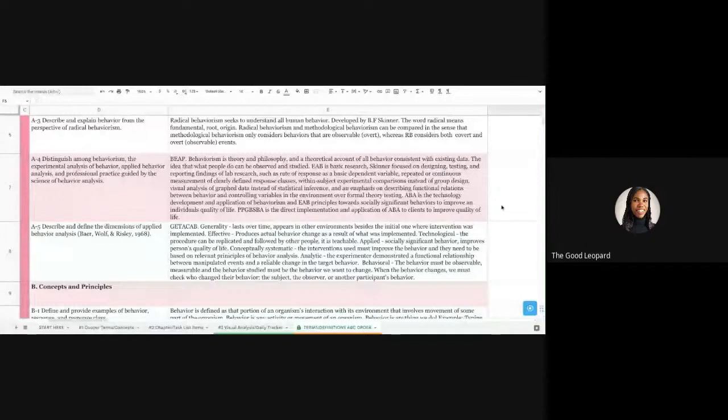A4, distinguish among behaviorism, the experimental analysis of behavior, applied behavior analysis, and professional practice guided by the science of behavior analysis. Lucia, can I ask a question? Yes, please go ahead. So when it comes to those two philosophies, which one are we supposed to focus on? Do we need to worry about which one we apply? The methodological versus the radical behaviorism?